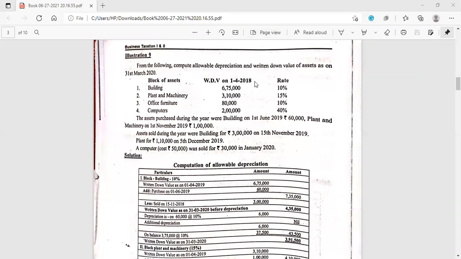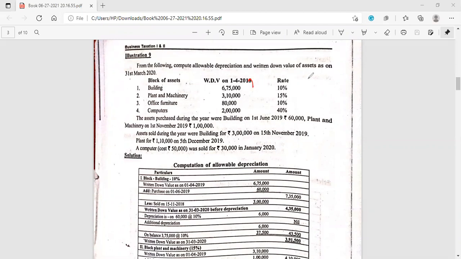Now, here kindly make some corrections. Return on value they have given as on 1/4/2018. Now make it 2019. So it is 2019. Building, plant and machinery, office furniture, computers. These are all the four blocks of assets they have given.